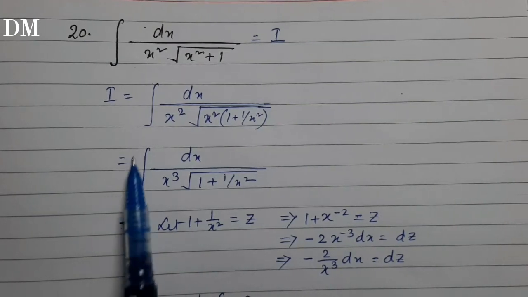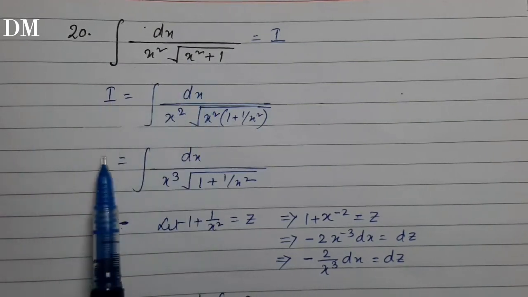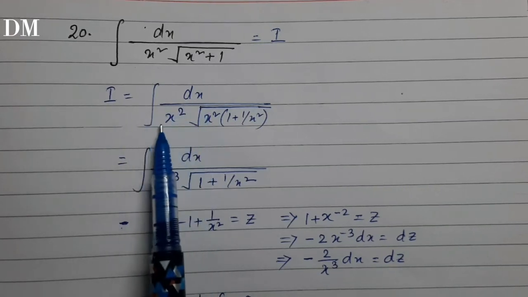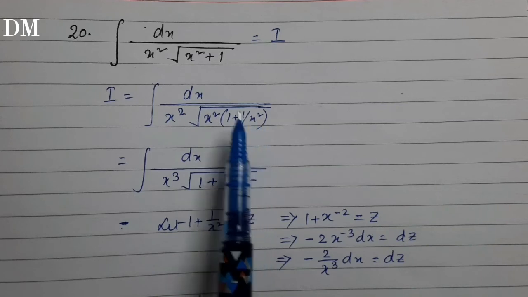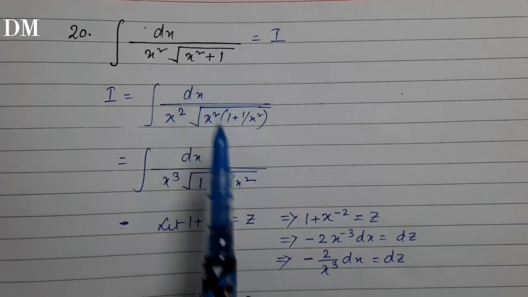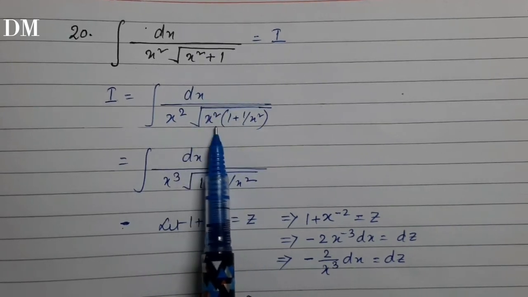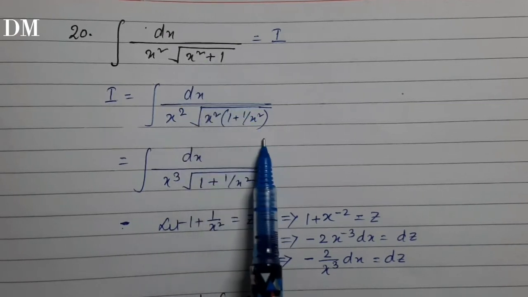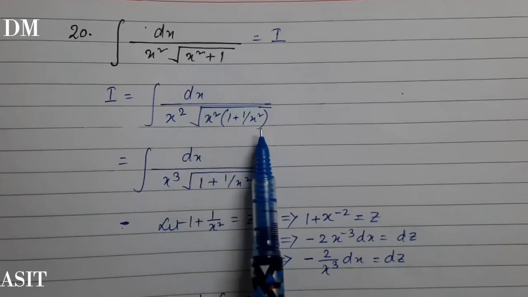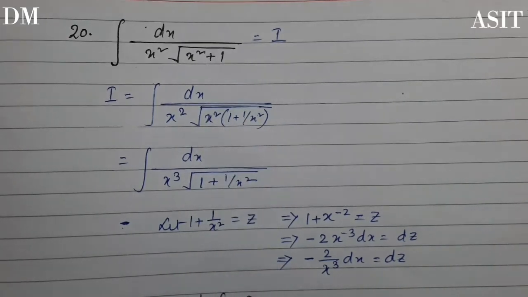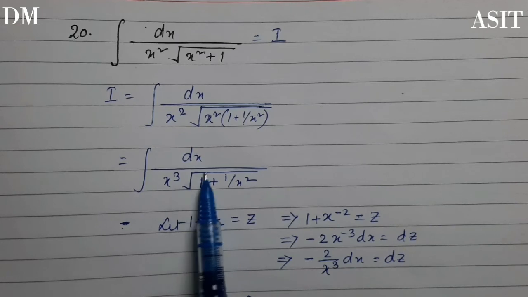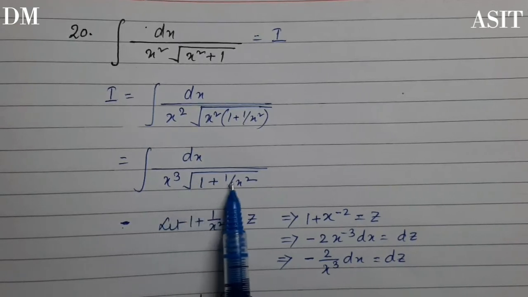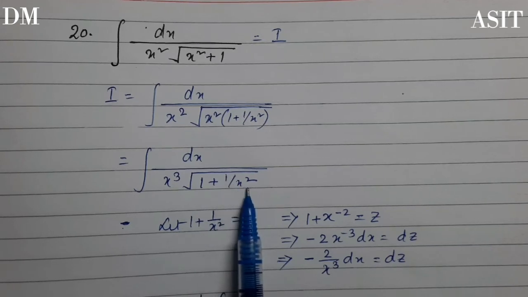So here we need to modify the integration. So here we have to do dx by x square. I am taking common x square inside this root. So it will be x square. If I take common, so it will be 1 plus 1 by x square. Since there is no x square, so it will become 1 by x square. So therefore we can write dx by x cube into root over of 1 plus 1 by x square.